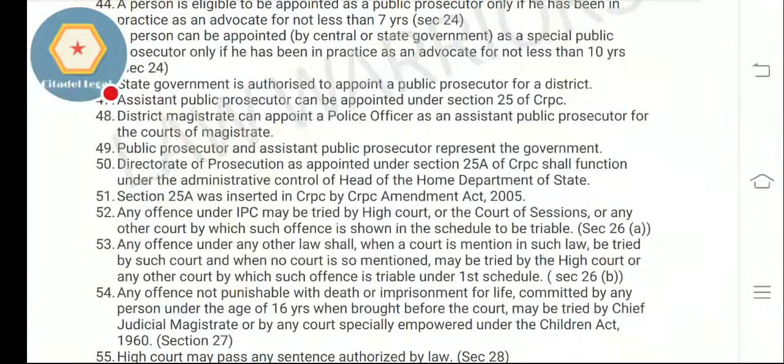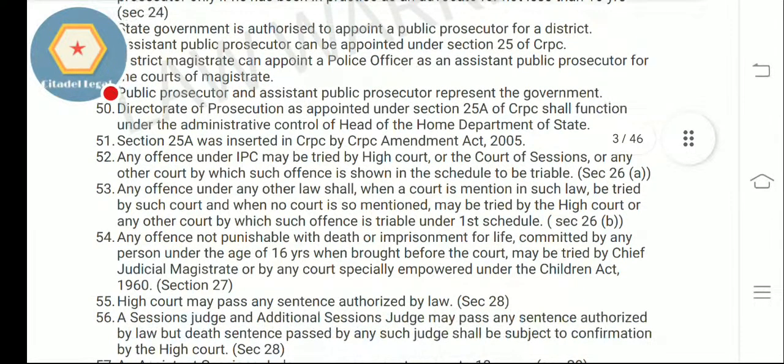So, if that special law or enactment mentions any specific court, that court will be entitled to entertain or try that offence. If nothing is mentioned, then the High Court, or if the High Court thinks that the offence can be sufficiently tried by any other court inferior to it, then any other court by which such offence is triable under the first schedule. So we will have to look at the punishment provision of the offence, and then we will decide. That means below 7 years it is to the magistrate, above 7 years it is to the court of session. Okay, so this is 26B.